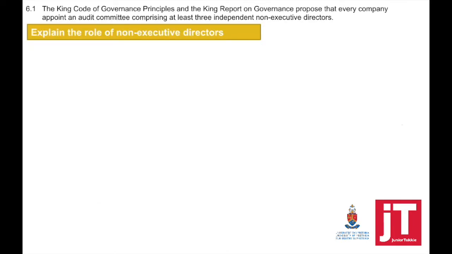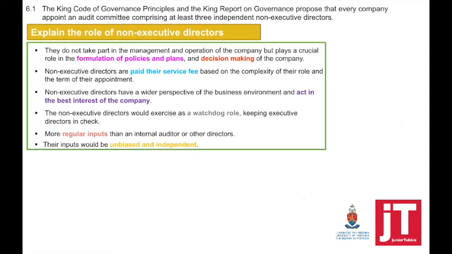Question 6.1. The King Code of Governance Principles and the King Report on Governance propose that every company appoint an audit committee comprising at least 3 independent non-executive directors. So explain the role of non-executive directors. So these are just some reasons.